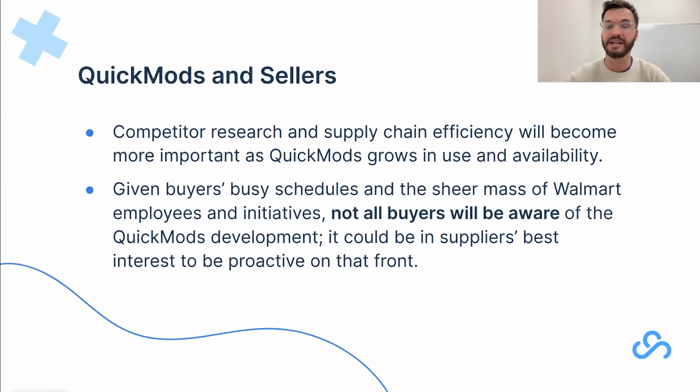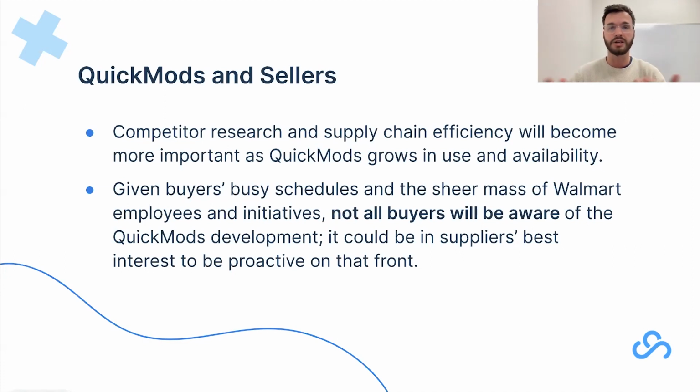Given buyers' busy schedules and the sheer mass of Walmart employees and initiatives, not all buyers are aware of QuickMods. Not all buyers are aware of item swap. And we are not aware of whether both of those things are still happening at the same time, right? Because it's a huge endeavor. Walmart is a huge entity, and it can't be talked about in regular terms as a regular corporation. It's so large that it's hard to have complete congruity across all of their fronts, right?